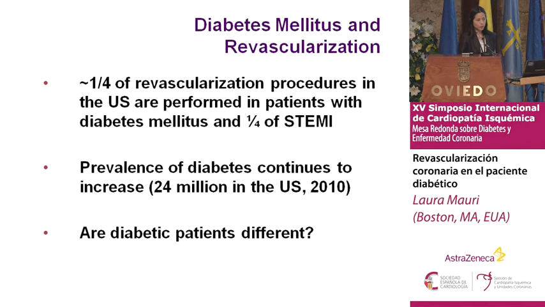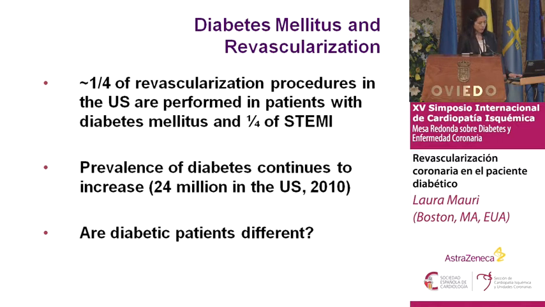And why is this important? Well, we've heard a lot about the burden of diabetes worldwide. I can speak specifically to the burden of diabetes within patients undergoing revascularization procedures. It's estimated that a quarter of the procedures performed in the United States are in patients with diabetes, and that also represents a quarter of patients with ST elevation myocardial infarction. If you look within the patients treated with percutaneous coronary intervention, it's an even larger proportion. About one third of our patients have diabetes. And the prevalence of diabetes continues to increase, 24 million in the United States in 2010.